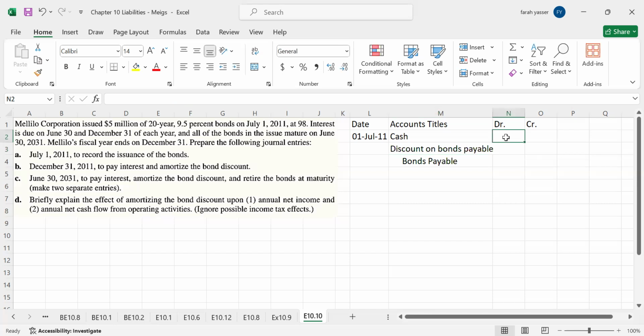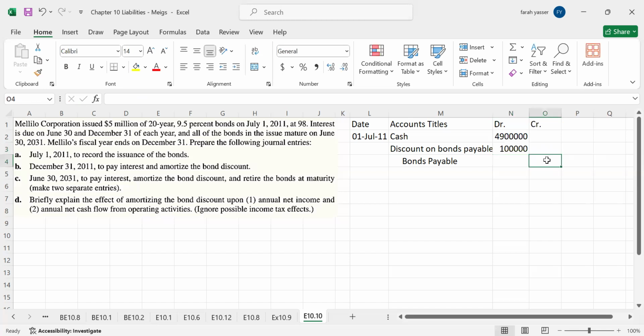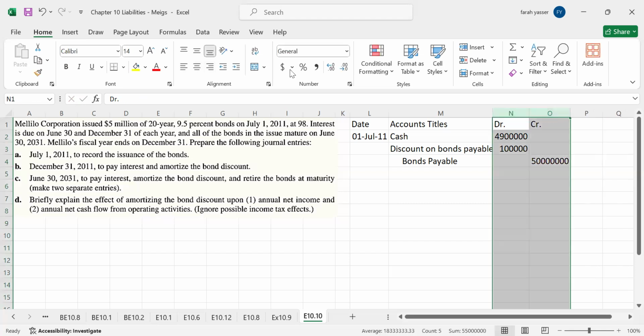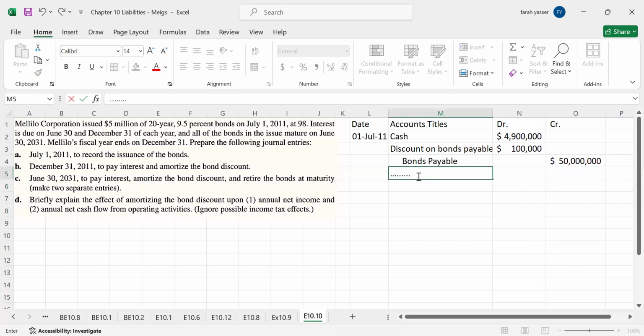How are we going to record it? Total bond is for 5 million. And what is the company getting? The company is getting less than the face value, which is 0.98. So this is the total cash the company received. The discount is 2%. So 5 million multiplied by 2%, or 0.02. And the total face value of the bond is 5 million. So this is the first entry.